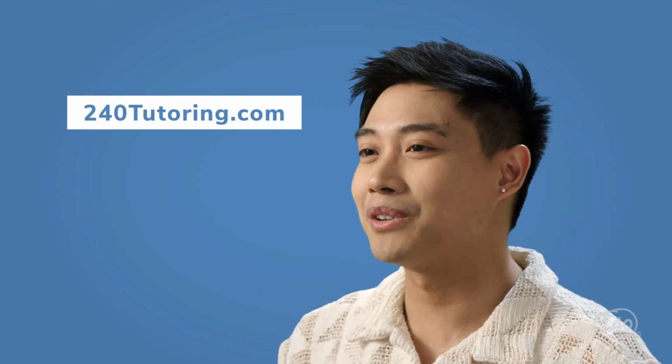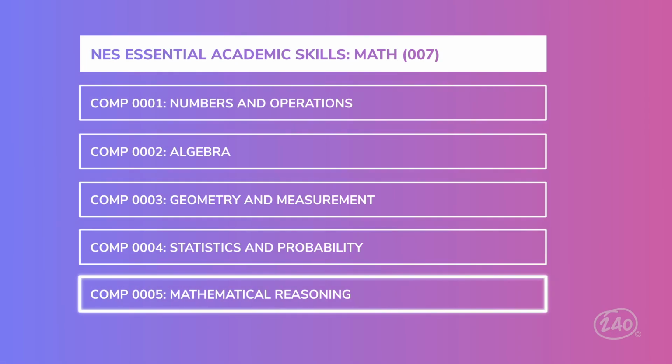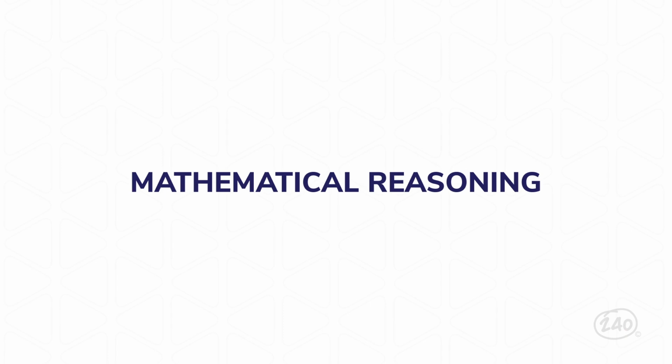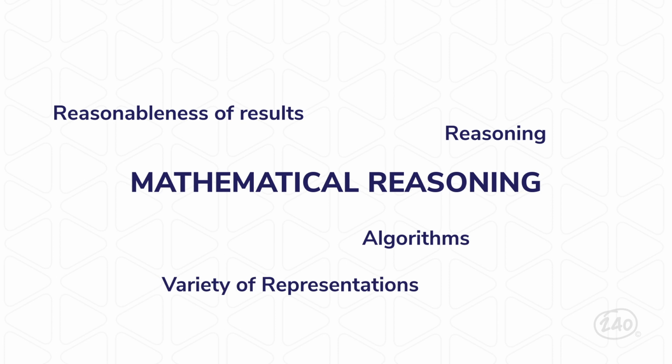I know that's a lot to remember, but we've got tons of opportunities for you to practice in our 240 study guide. Our final mission, mathematical reasoning. In this category, you'll see questions on evaluating the reasonableness of a solution, using algorithms, using inductive and deductive reasoning, and representing math concepts in different ways such as graphs and tables.